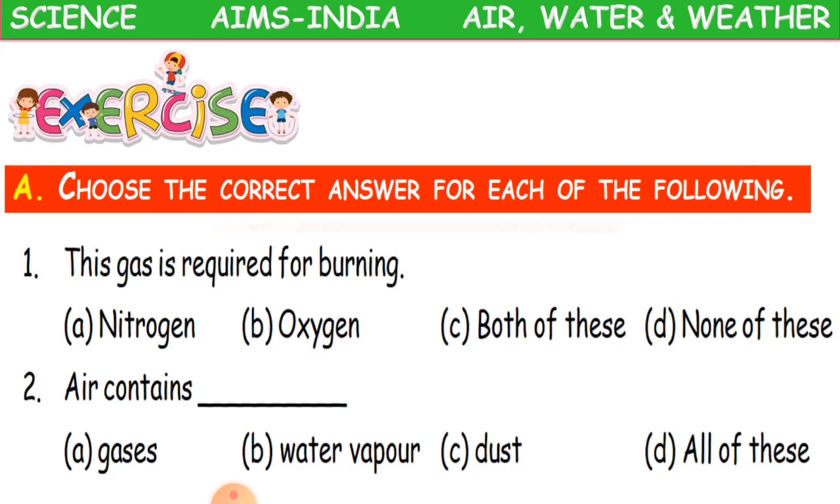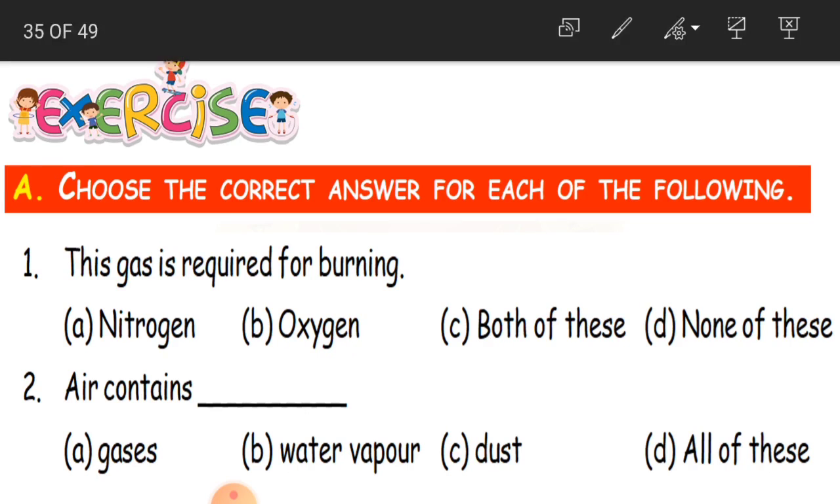Okay, now let us do some exercises. Here, choose the correct answer for each of the following. Okay. The gas required for burning. Which gas is required for burning? Either nitrogen, oxygen, both of these or none of these. Both of these means nitrogen and oxygen. None of these, neither nitrogen nor oxygen.